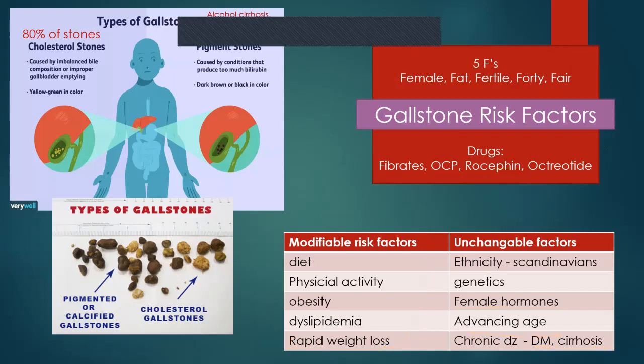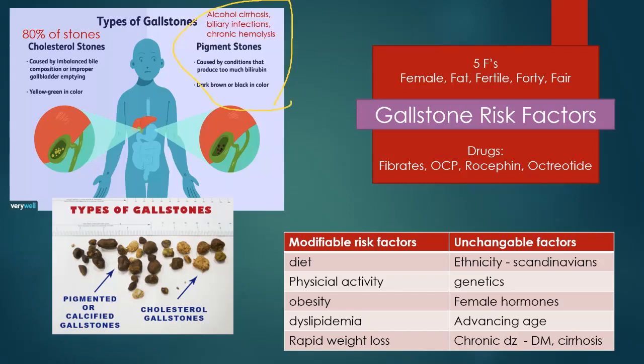All of that being said, this is about all the information you need to know about gallstone risk factors, unless, of course, you've got somebody with some special diseases like alcoholic cirrhosis, biliary infections, or chronic hemolysis. Those folks are the folks who can develop these pigmented stones, which are the dark, dark stones shown here.